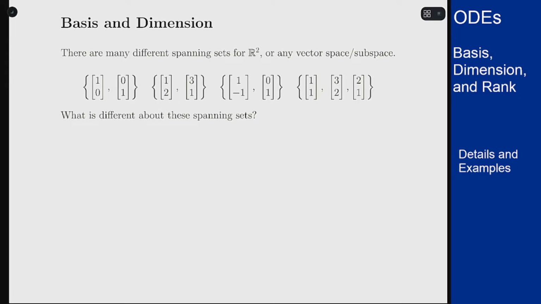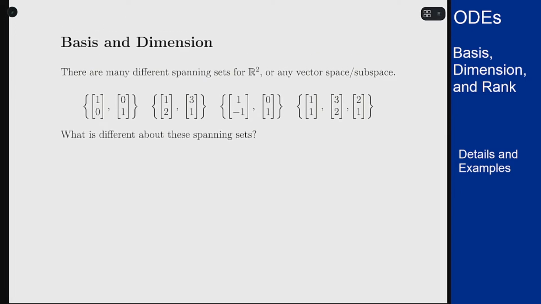In this video, we'll talk about the basis of a vector space, or a real vector space that we've been dealing with so far in this class, and how we can think about the dimension of a space based on what the basis is. So there are many different spanning sets for R2, which denotes our two-component real vectors.